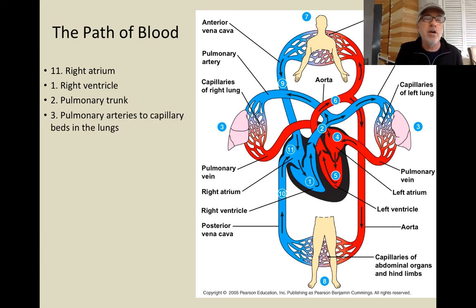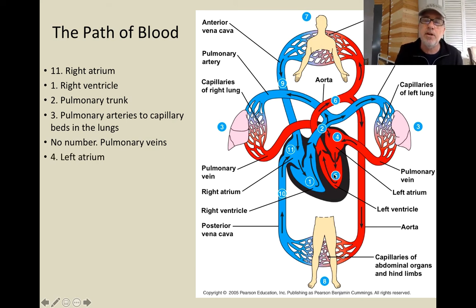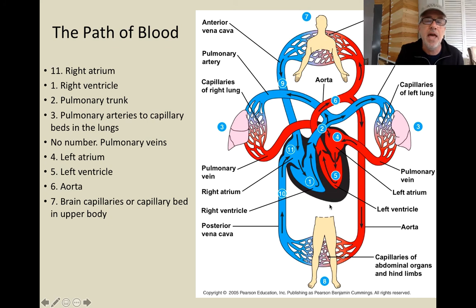The pulmonary arteries then take blood to the pulmonary capillaries, and that's number 3. And then from there, there's no number here, but here is the pulmonary vein returning blood to number 4, the left atrium. From there, it goes to the left ventricle. From there, it goes to number 6, the aorta. And then from number 6, it goes out to the capillary beds in the upper body and head, number 7, and in the lower body, number 8.